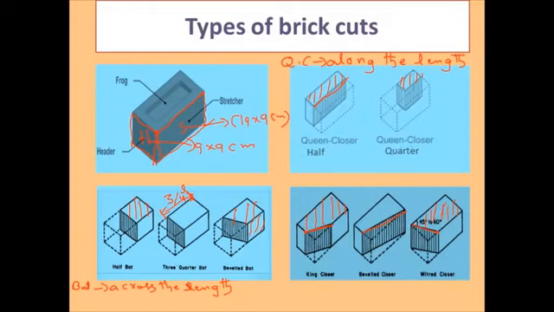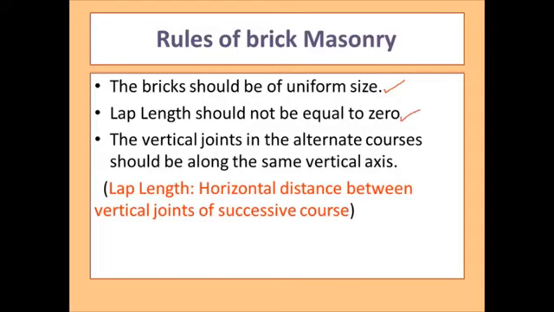Next one is rules of brick masonry. While constructing brick masonry, we have to follow three rules mainly. First rule is all the bricks must be uniform in size. That means whatever the standard size is, 19 by 9 by 9, for all the bricks it must be the same. Then the second rule is lap length should not be equal to 0.